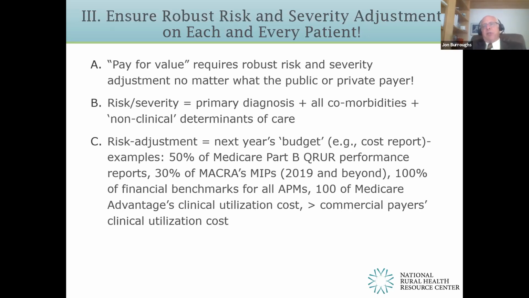100% of financial benchmarks from alternative payment models factor in risk and severity adjustment. So this is something that you want to become fluent and comfortable with, that you appropriately document and code for each and every patient's risk and severity adjustment. If they're complex, take credit for that. Don't penalize yourself for that. And you're penalizing yourself for that if you stay in a bread and butter vanilla fee-for-service model.